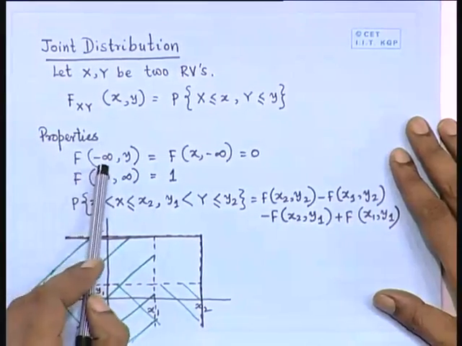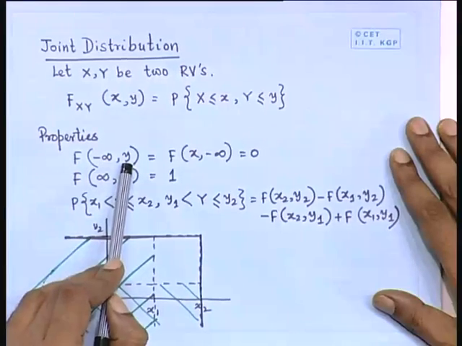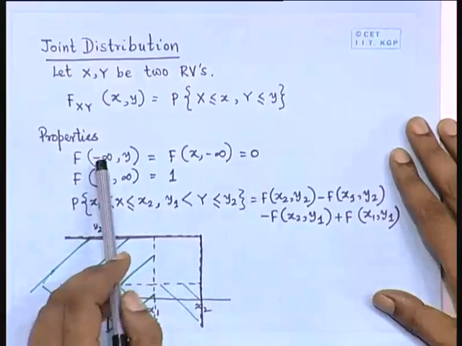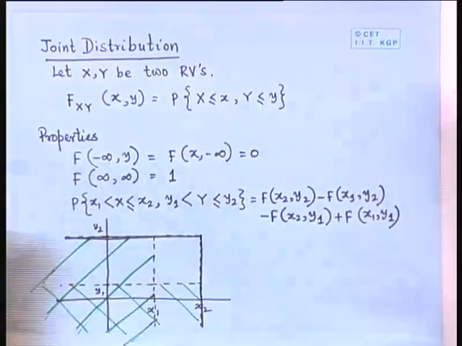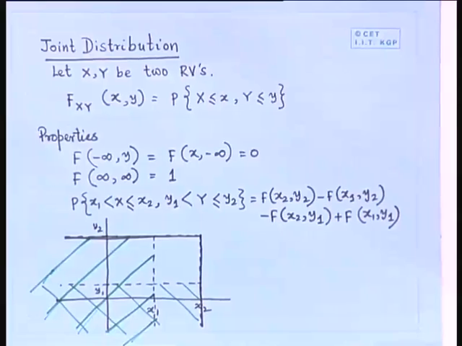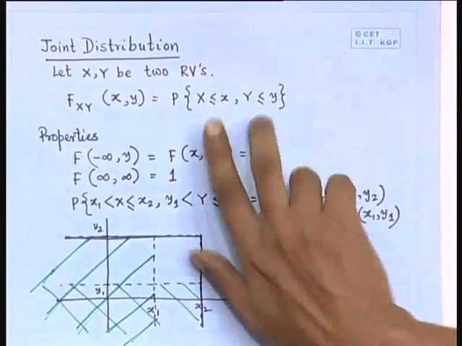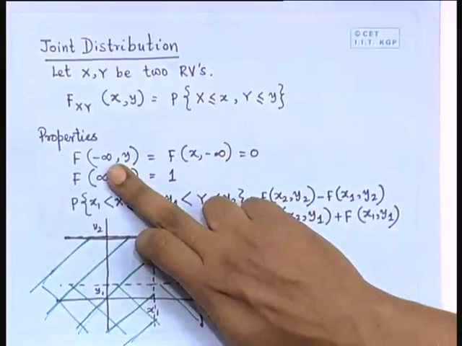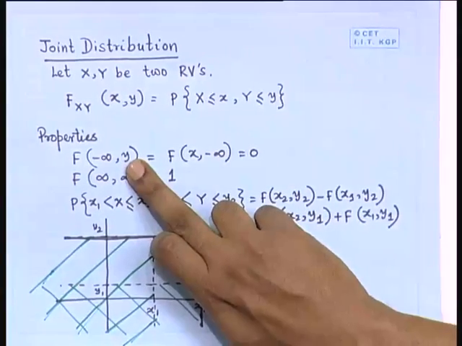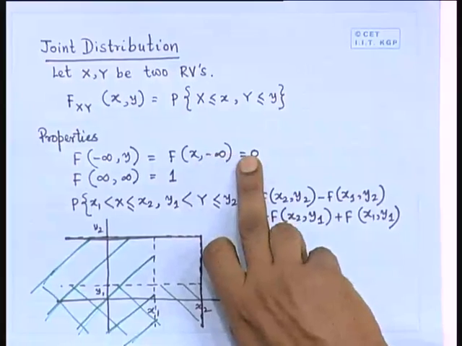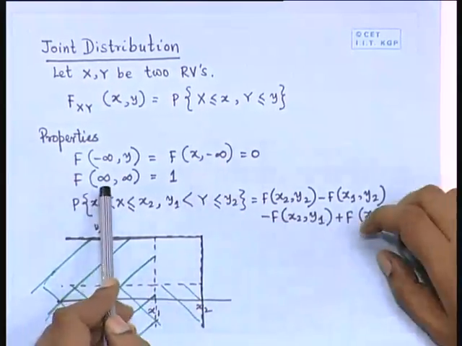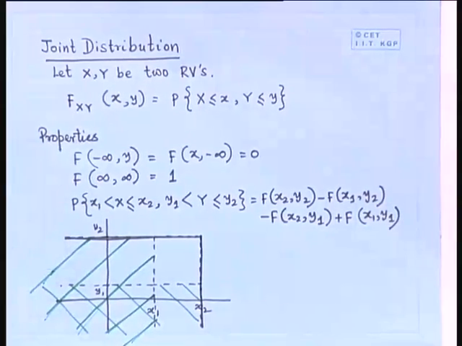So obviously, what are the properties? F(minus infinity, y) or F(x, minus infinity) is 0, because none of them can be less than minus infinity. Both have to be simultaneously satisfied. So it is the probability that X is less than or equal to minus infinity and Y is less than or equal to y. Obviously X cannot be less than minus infinity, so the probability is 0, and similarly here. And F(infinity, infinity) is 1, because X must be less than plus infinity and Y must be less than plus infinity.